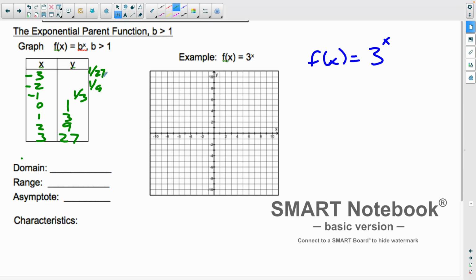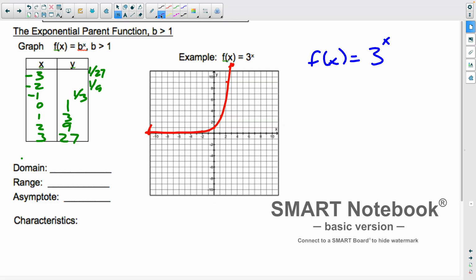Now, if I were to go graph those, I've got 0, 1, I've got 1, 3, 2, 9, 3, 27 is not going to fit, -1, 1/3, -2, 1/9, -3, 1/27. So my graph looks like this. That is an exponential growth graph. So when it talks about characteristics, that's what I was going to put down there, exponential growth.